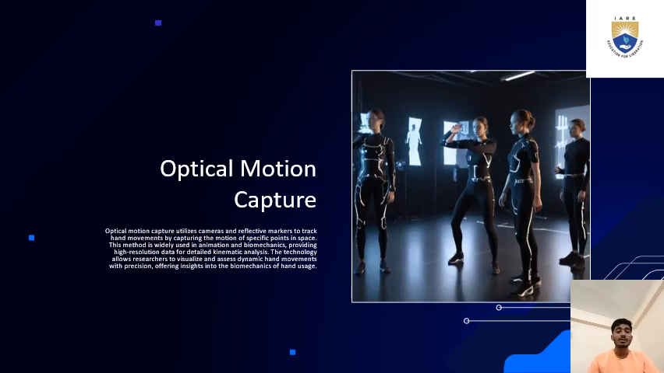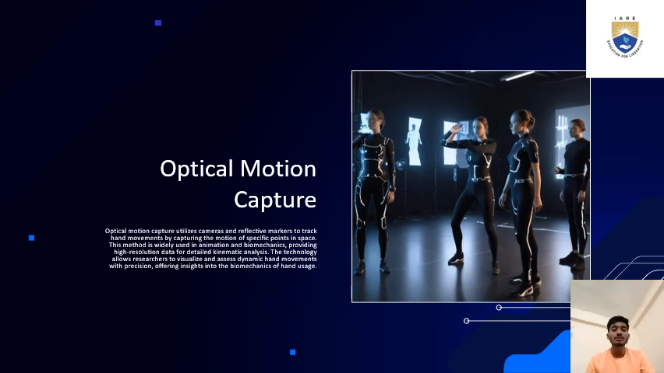Optical motion capture. Here's an overview of optical motion capture. First, we will see what optical motion capture is. It is a technology used to track the movement of objects or people using cameras and markers. It's commonly used in various fields such as film and video game production, sports analysis, medical research, robotics and engineering.